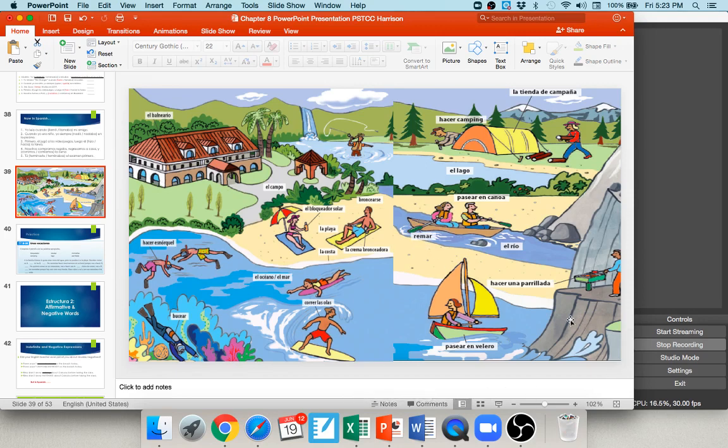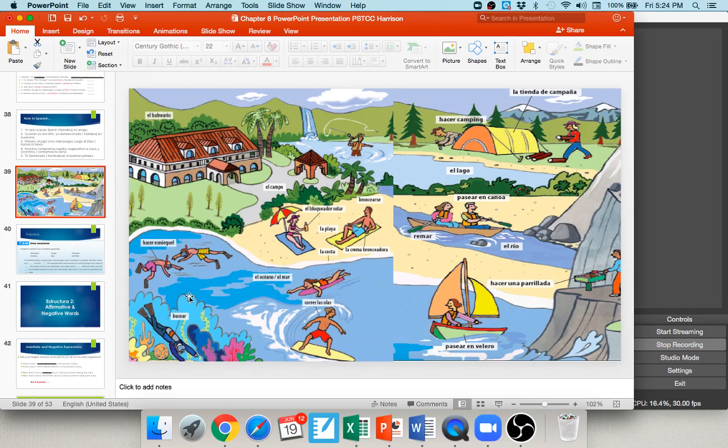Down here, these people are getting ready to hacer una parrillada. They're going to have a barbecue. Hacer una parrillada. Over here, this is more my area, the playa, the beach. La playa is the beach. You can see they're right here on the costa, right on the coast, near the water. The sea or the ocean would be el mar, the sea, or el océano, the ocean.